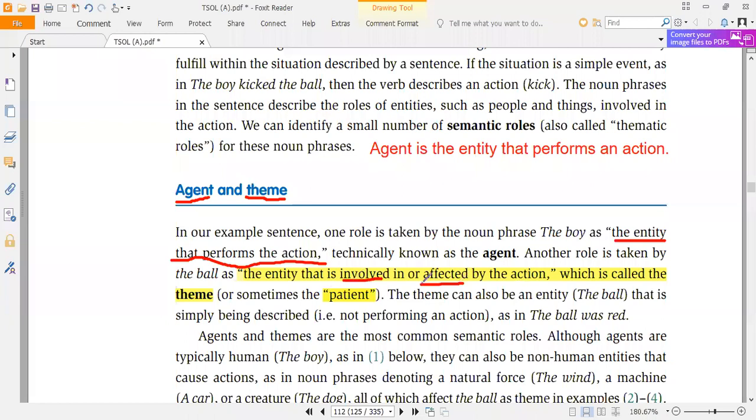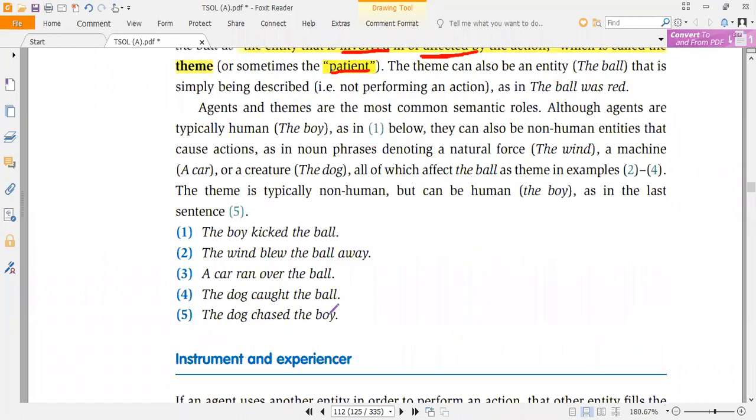The entity, sorry, theme actually means the entity which is either involved in an action or which is affected by an action, right? So that is what we call theme, or that is what we call patient. Both of the names may be used.